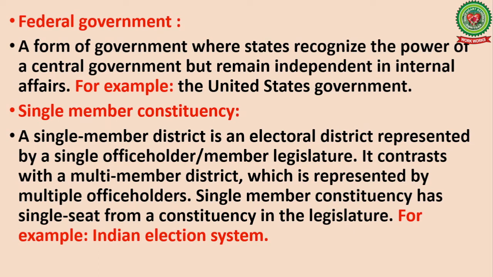That is, first is federal government, a form of government where states recognize the power of a central government but remain independent in internal affairs. For example, the United States government. This is the government, students, means the government is at the national level also, and there are some federating units called the states. They have their own governments. So the states have their own governments and the center has its own government, which is at the union level.